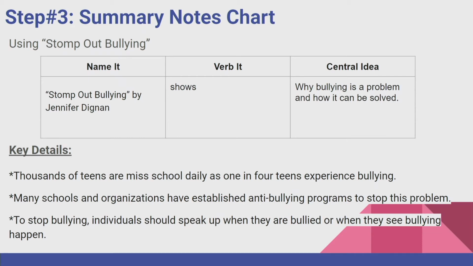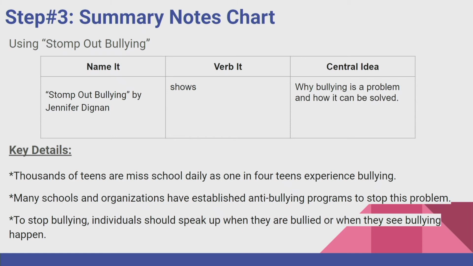Now focus on the key details at the bottom. This is taken directly from the text to show how it supports the central idea. The first key detail, I wrote in my own words. Thousands of teens miss school daily as 1 in 4 teens experience bullying. I chose this key detail because it actually supports the problem of bullying.